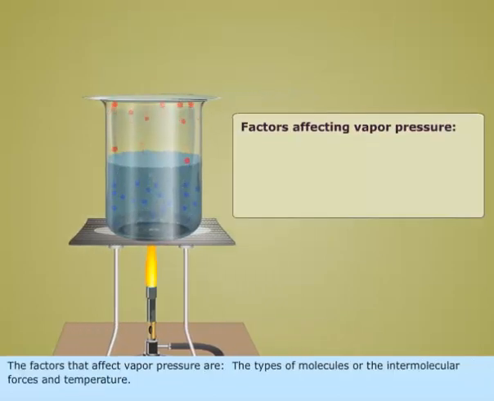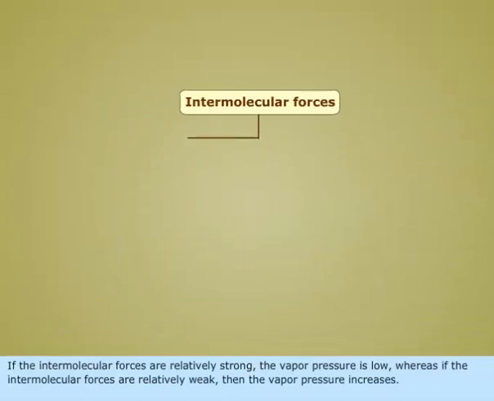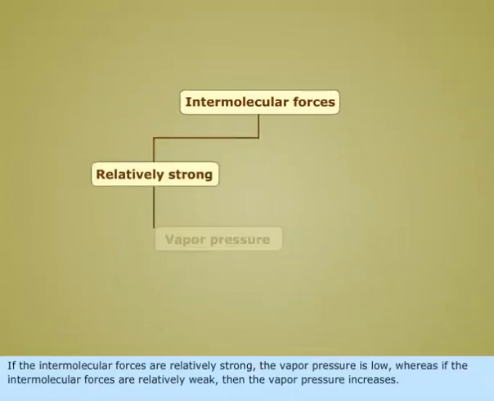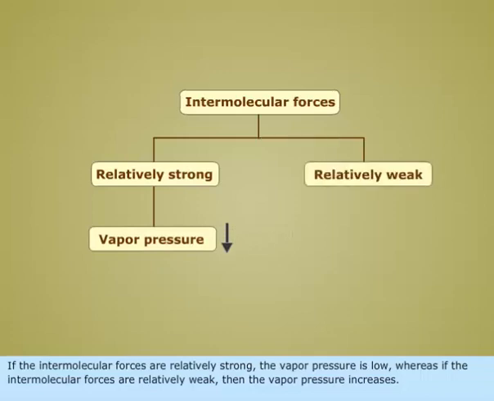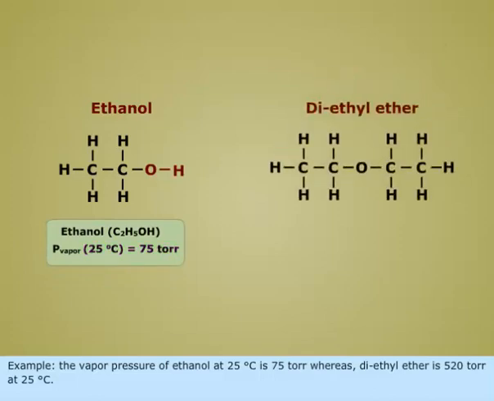The factors that affect vapor pressure are the types of molecules or the intermolecular forces and temperature. If the intermolecular forces are relatively strong, the vapor pressure is low, whereas if the intermolecular forces are relatively weak, then the vapor pressure increases. Example: the vapor pressure of ethanol at 25 degrees Celsius is 75 torr, whereas diethyl ether is 520 torr at 25 degrees Celsius.